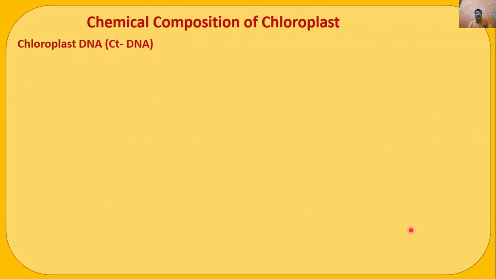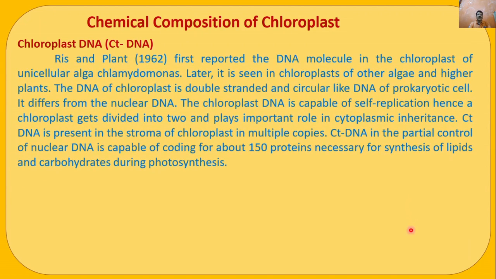Now, chemically, we know chloroplast also contains chloroplast DNA, commonly known as ctDNA. Ris and Plant in 1962 first reported the DNA molecule in the chloroplast of the unicellular alga Chlamydomonas. Later it was seen in chloroplasts of other algae and higher plants. The DNA of chloroplast is double stranded and circular, like a prokaryotic cell. So this DNA differs from nuclear DNA.